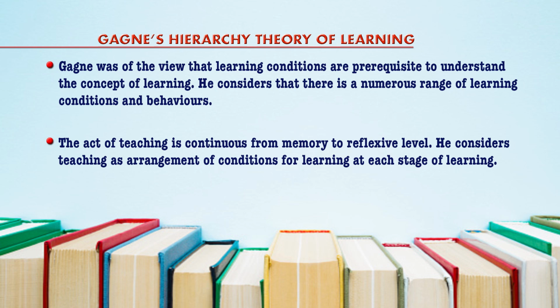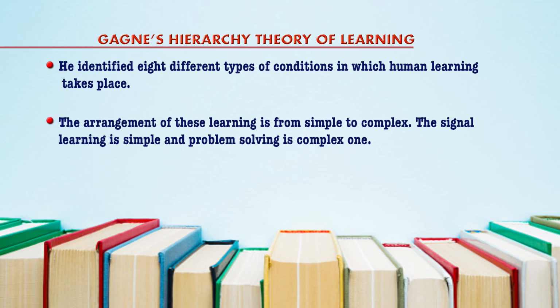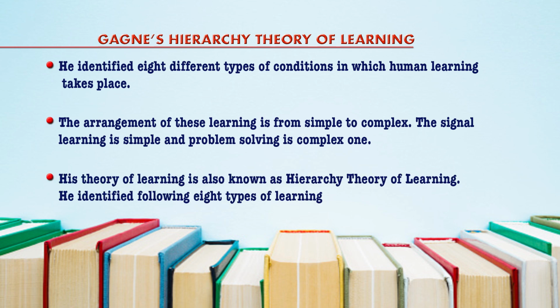He considers teaching as arrangement of conditions for learning at each stage of learning, and therefore, he identified 8 different types of conditions in which human learning takes place. The arrangement of these types of learning is from simple to complex. Signal learning is simple and problem solving is the complex one. His theory of learning is also known as hierarchy theory of learning. So, if anybody asks you who gave the hierarchy theory of learning, your answer will be Gagne. That is why we call it Gagne's hierarchy theory of learning.